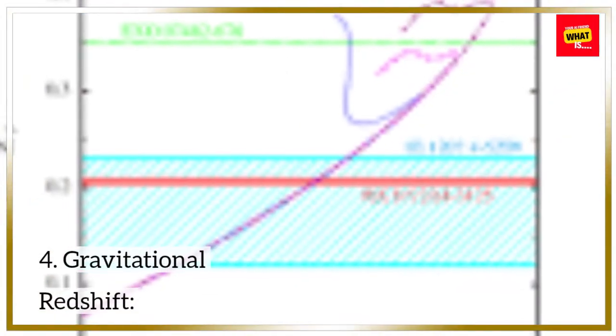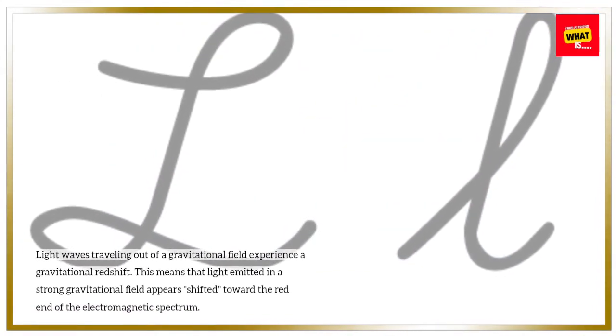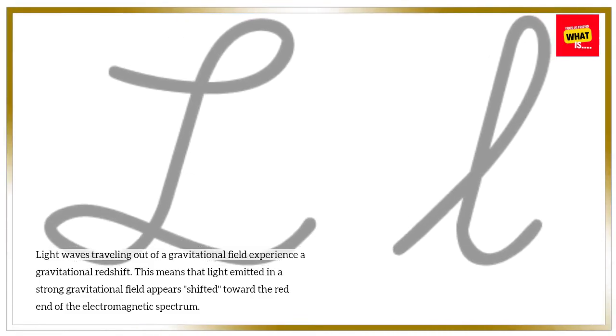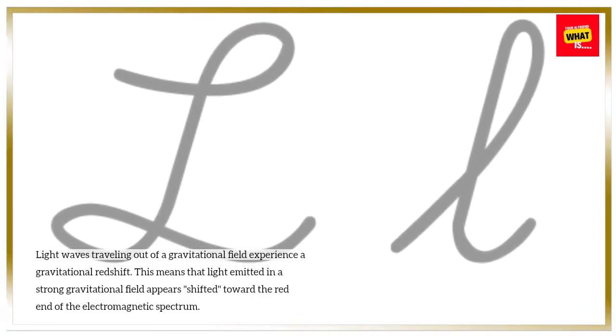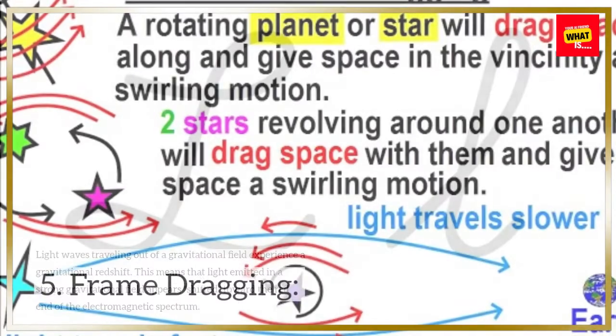4. Gravitational redshift. Light waves traveling out of a gravitational field experience a gravitational redshift. This means that light emitted in a strong gravitational field appears shifted toward the red end of the electromagnetic spectrum.